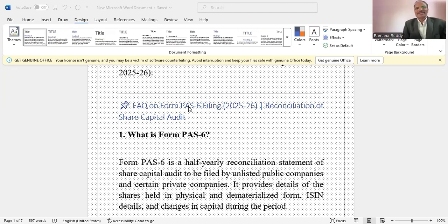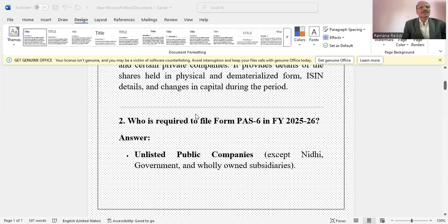What is Form PAS6? Form PAS6 is a half-yearly return, a reconciliation statement of share capital audit to be filed by unlisted public companies and certain private companies. It provides the details of shares held in physical as well as in Demat, ISIN details and changes in capital during the period.